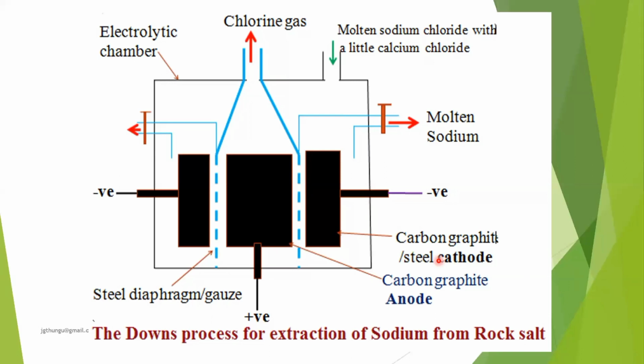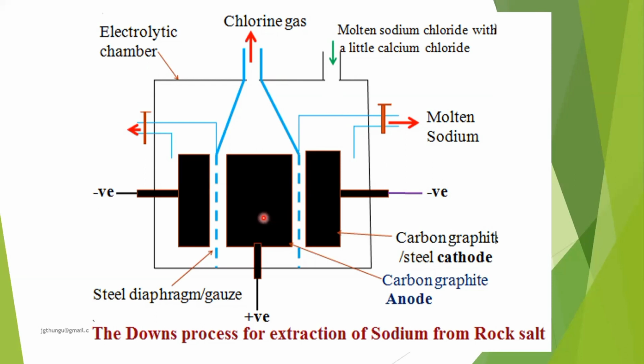The choice of the material that makes the electrode is important to note because it should not react with the product of electrolysis. The product that is produced at the cathode is sodium. Sodium does not react with steel. And at high temperature, steel is stable. So it is inert, and it is also stable at high temperature.